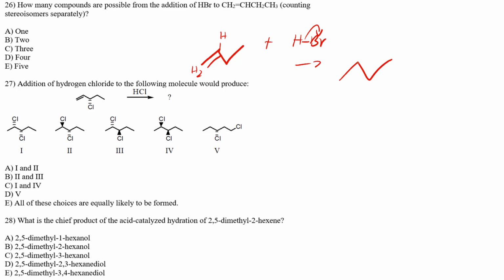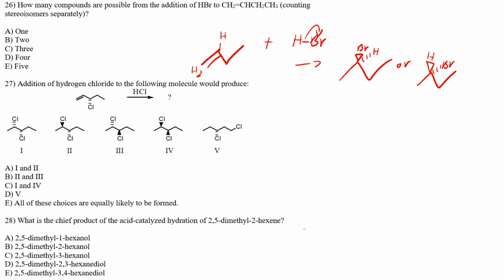So you can have a bromine like this and a wedge hydrogen, or you can have a hash hydrogen and a bromine. I meant to say hash hydrogen. Because you have 2 products, your answer choice should be B. Those are enantiomers, those are 2 different products, right? So it should be B. 27 is just a repeat. 28 is a different question.